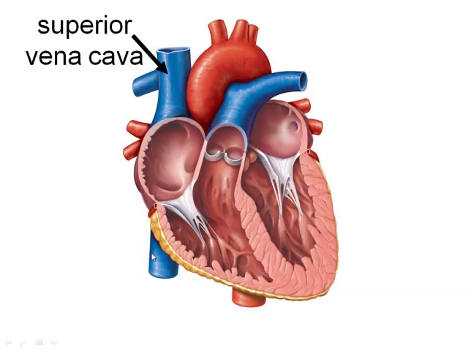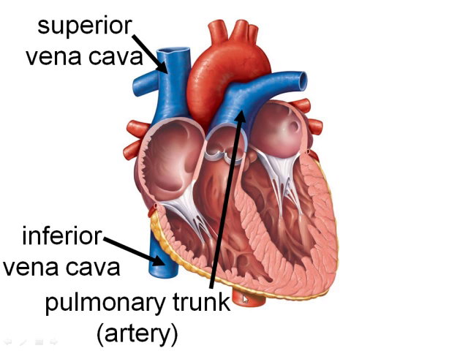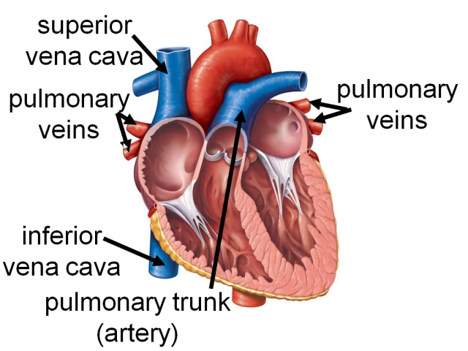So the superior and the inferior vena cava are both coming into the right atrium. The pulmonary trunk comes out of the right ventricle, comes up and it branches into the right and left pulmonary arteries. The pulmonary veins are these 4 vessels that come back and they come into the left atrium here. And then the aorta comes off of the left ventricle. It goes right behind the pulmonary trunk and comes out here.